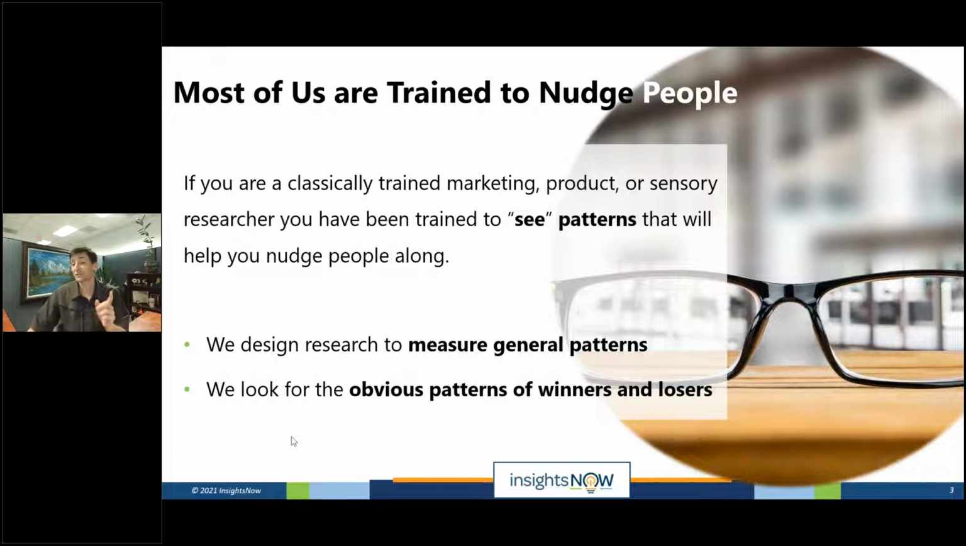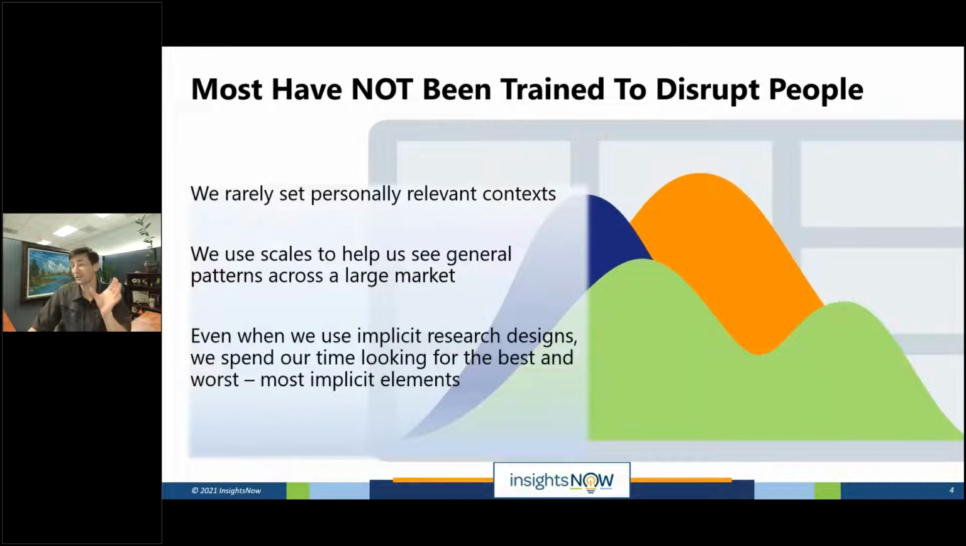And so we're really not trained to learn how to disrupt people. And we're rarely setting personalized context. That Red Bull example, what kind of setting was that? Oh, do you like this? Do you not like it? Well, what context was it in? Was it personally designed to be relevant for them in that context when they're answering? We use scales. Often we're just getting the mean scores from those scales, and we're just looking at general patterns across the market.